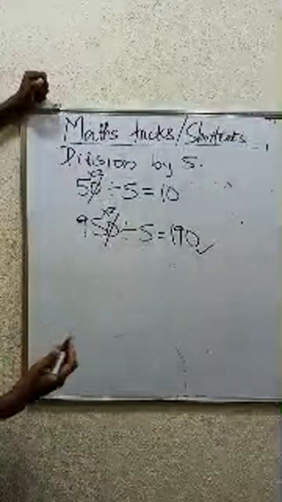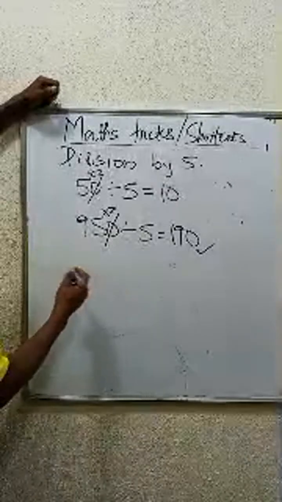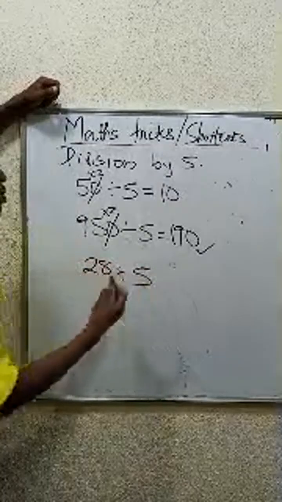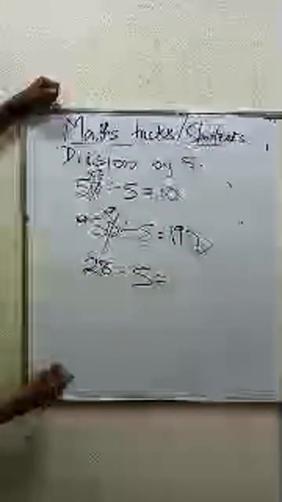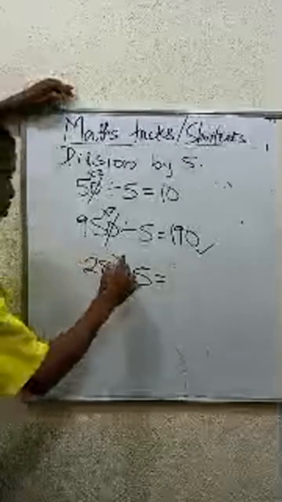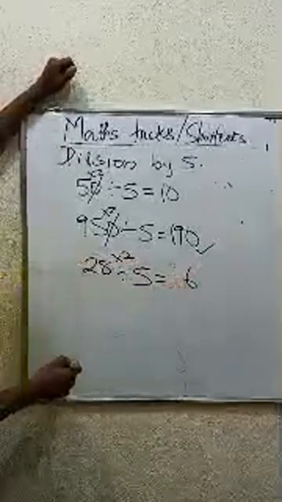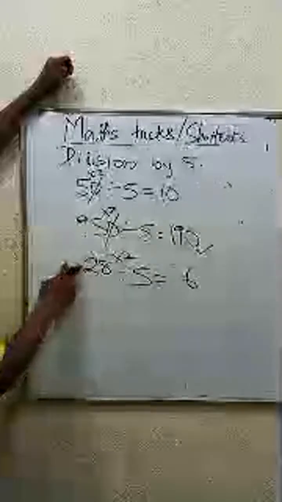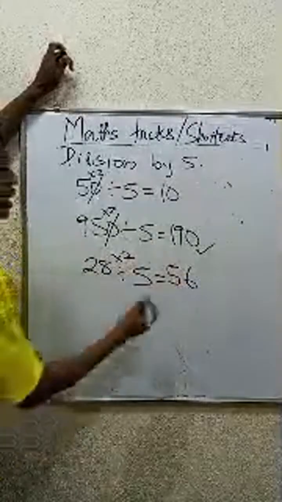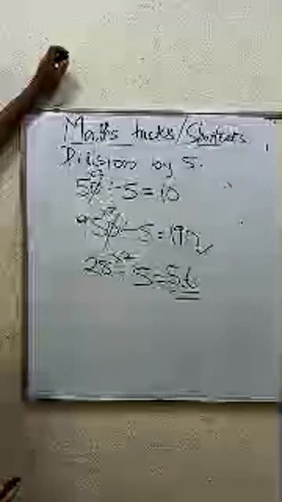Let's look at the next one. Can this work when you have odd numbers throughout? Let's say you have 28 divided by 5. It will still work. There is no 0 to cancel out, so you multiply the whole number by 2. 2 times 8 is 16, write 6. 2 times 2 is 4, plus the 1 carried, 5. So 56. Then shift the decimal once, and you have 5.6. That's the answer. Very simple.